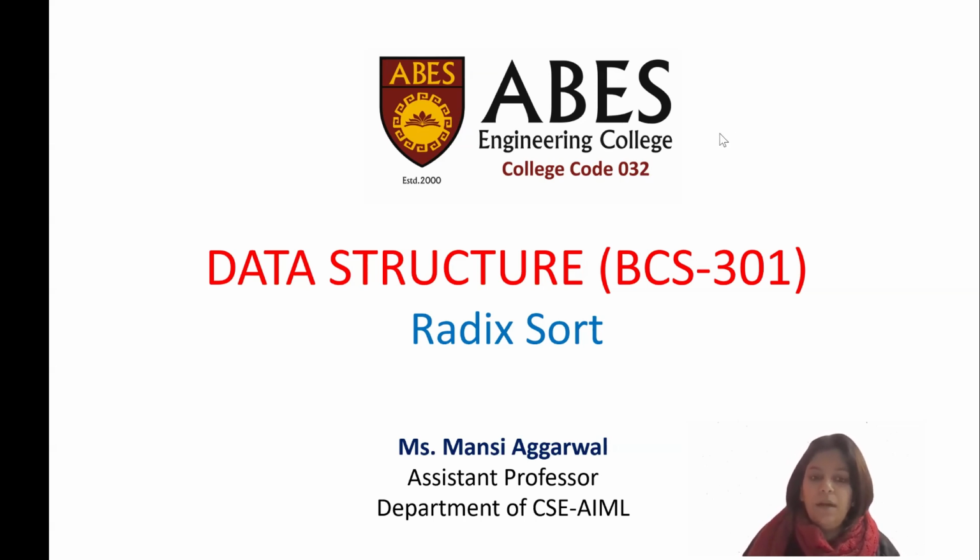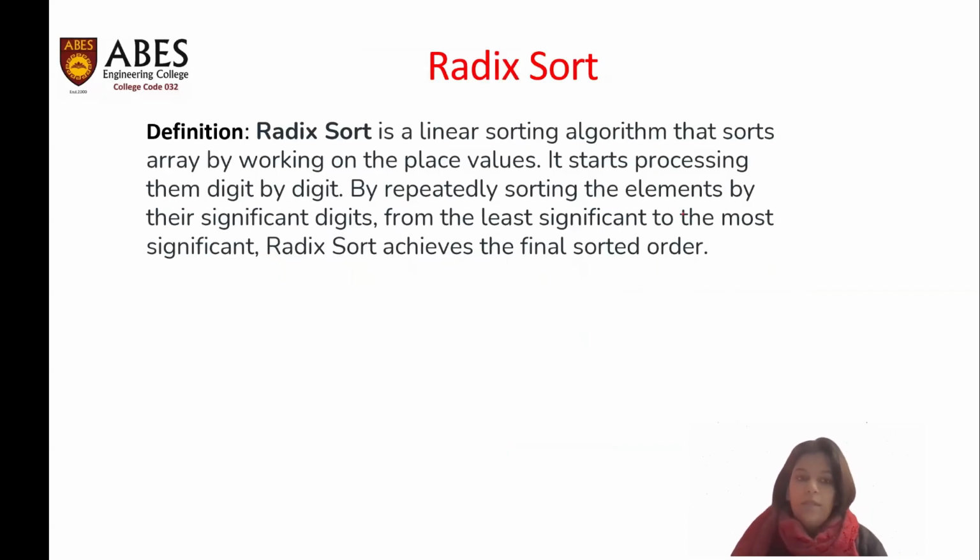Today we will be discussing our next topic of data structure, that is Radix sort. In the previous lectures, we have discussed the counting sort algorithm, which will be used in this Radix sort algorithm. So the Radix sort algorithm is a linear sorting algorithm that sorts an array by working on the place values. It starts processing them digit by digit by repeatedly sorting the elements by their significant digits from least significant to the most significant. Radix sort achieves the final sorted order.